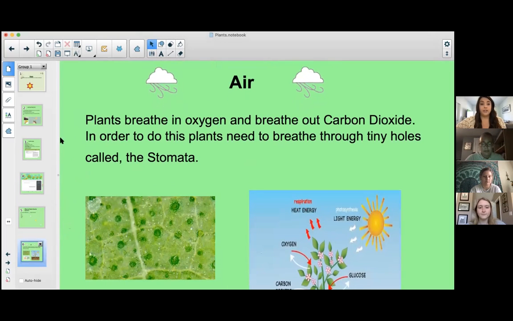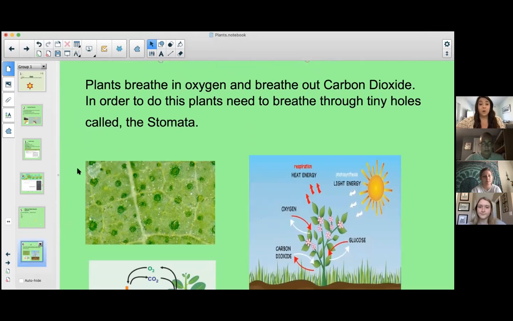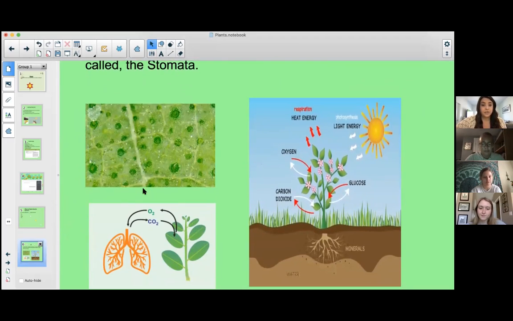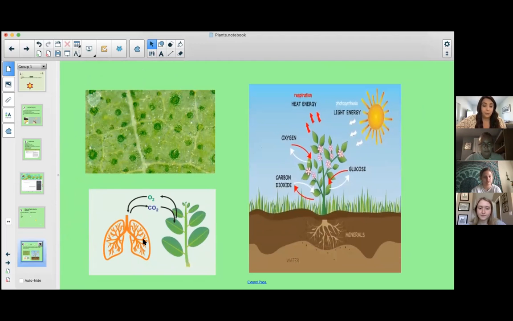Moving on to air, plants breathe in carbon dioxide and breathe out oxygen. In order to do this, plants need to breathe through the tiny holes called stomata, and you can see that in this picture right here. These are just some great visuals to help us understand how plants breathe.